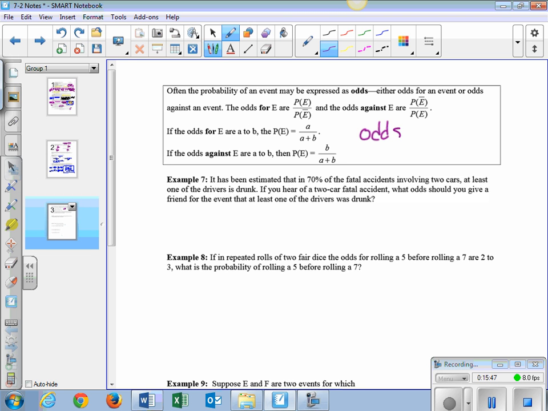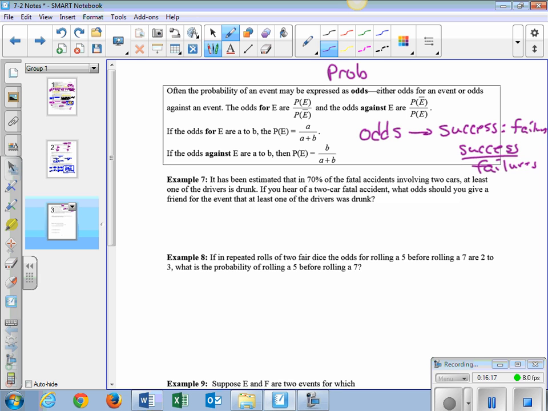Odds is successes to failures. Or you can write it successes over failures. That's how I'm going to think of odds: the number of times it happens versus the number of times it doesn't happen. And then we'll have to think about that in reverse if they want the odds of it not happening.